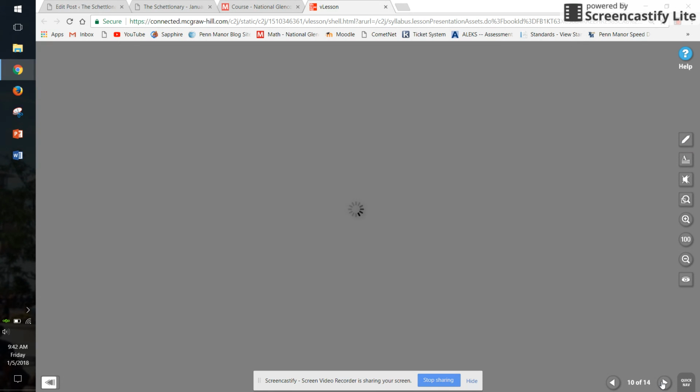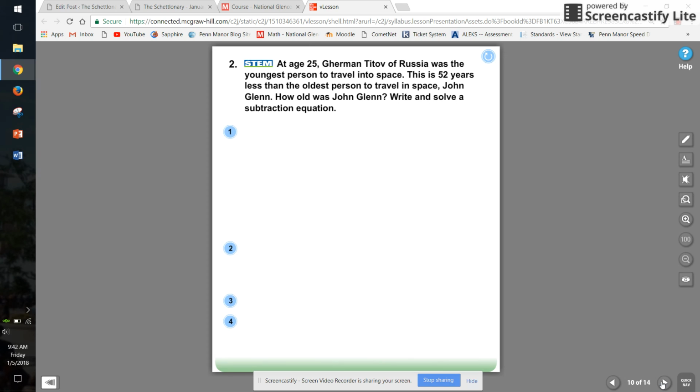Challenging, I think, is writing or solving word problems using this subtraction property of equality. So looking at question number 2, it says, at age 25, German Titov of Russia was the youngest person to travel into space. And hopefully a lot of our space-loving students in 6th grade, especially some of those ladies in our class that love space, will like this problem too. This is 52 years less than the oldest person to travel into space, John Glenn, hero of mine, by the way. How old was John Glenn? Write and solve a subtraction equation.